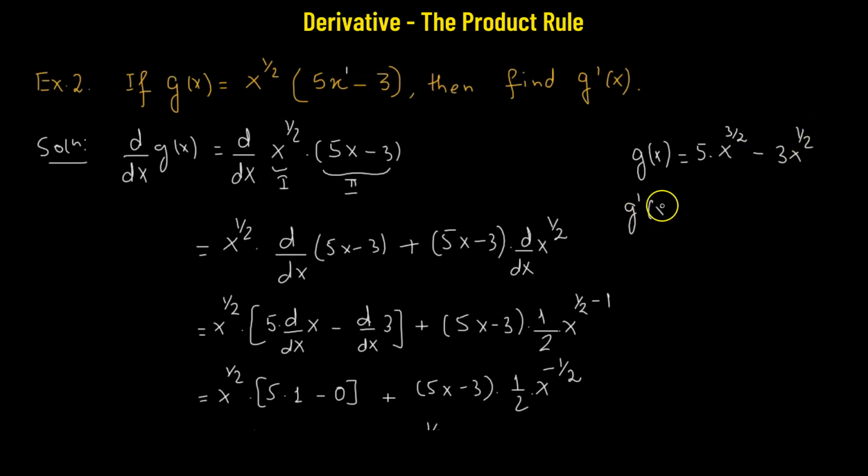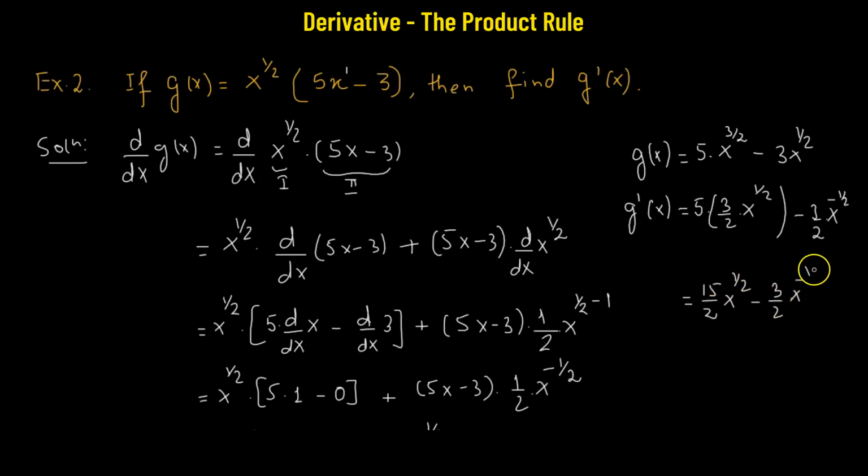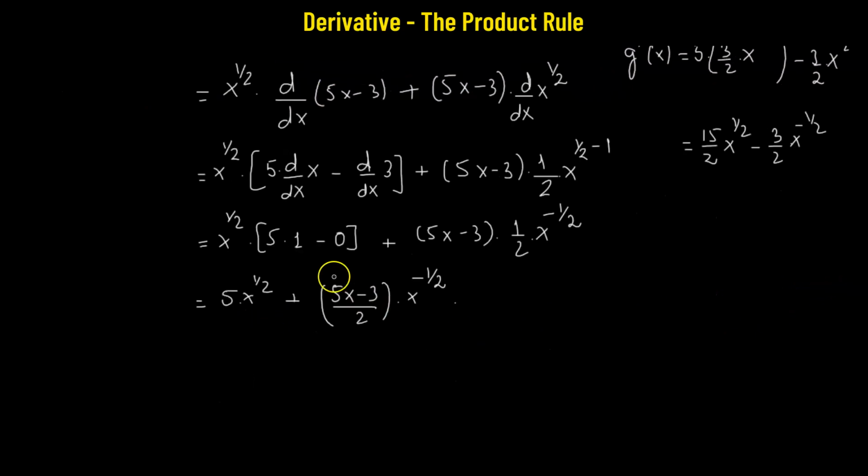Now, if we apply the derivative on both sides, that will be equal to 5 times the derivative of x raised to the power of 3 over 2. So this is 3 over 2 times x raised to the power of 3 over 2 minus 1. So that's half minus 3 over 2. So that 1 over 2 comes from x raised to the power of half multiplied to x raised to the power of half minus 1. So that is negative half. So this is 15 over 2 times x raised to the power of half minus 3 over 2 times x raised to the power of negative half. So we got this particular expression.